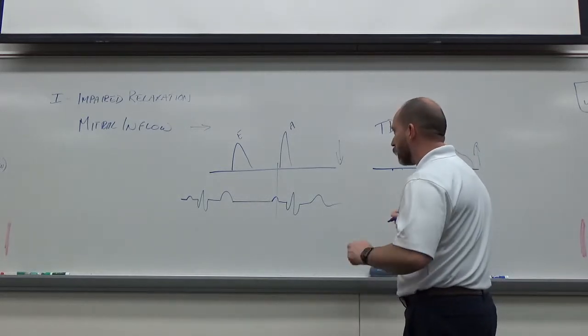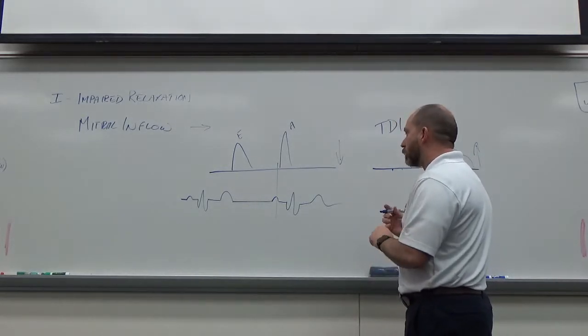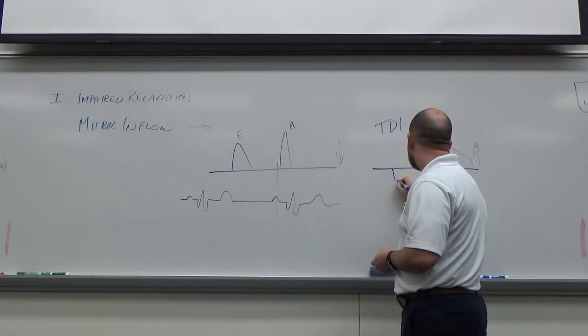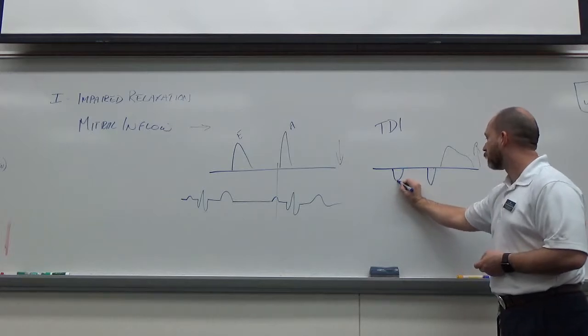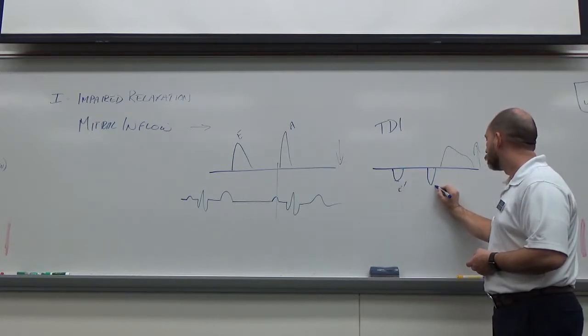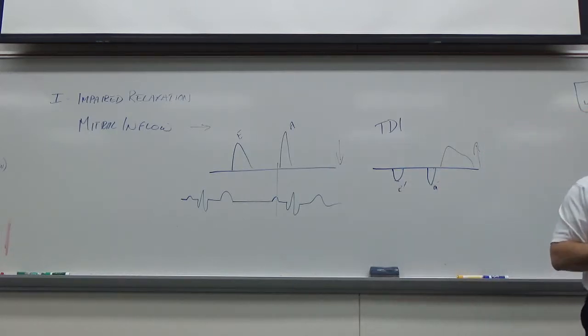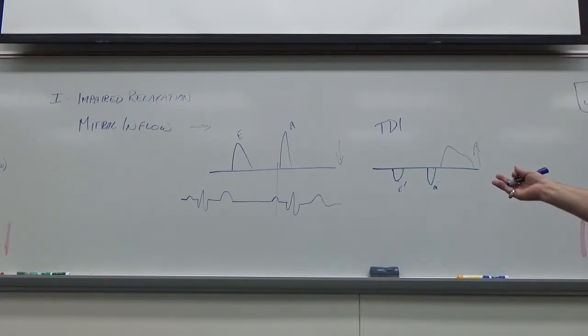Yep, this is where it reverses. This is a true tell. The velocity of the E prime is smaller than the A prime, and that will be true starting from impaired relaxation.